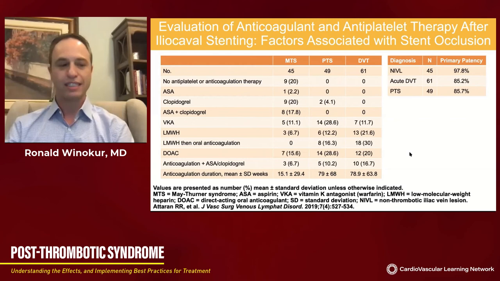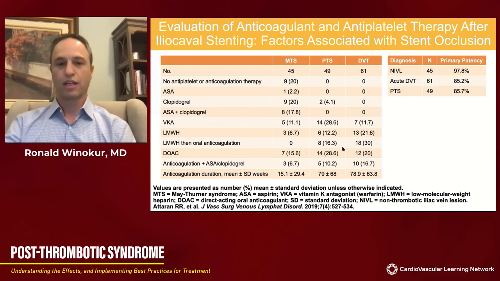And so here they detailed out for the May-Thurner group, the non-thrombotic iliac vein lesions, post-thrombotic patients, and the acute DVT patients, what anticoagulants and antiplatelet medications were given for each of those patients. And you can see a variety of different choices that were used for everyone. And it spans a pretty large grouping.